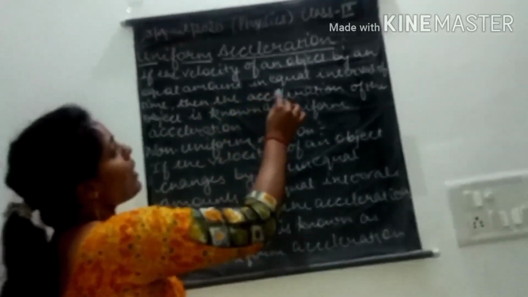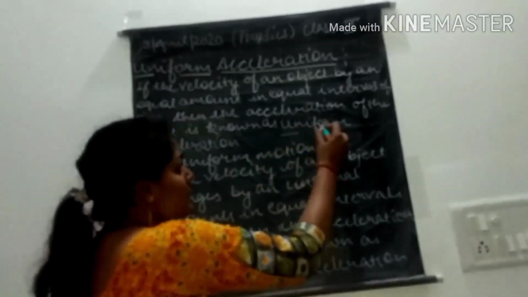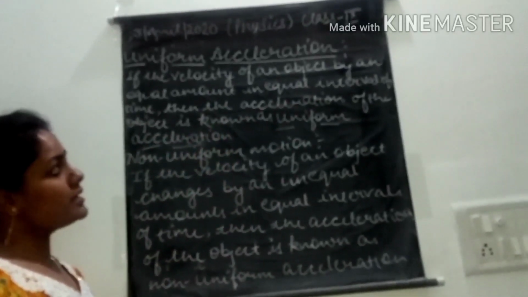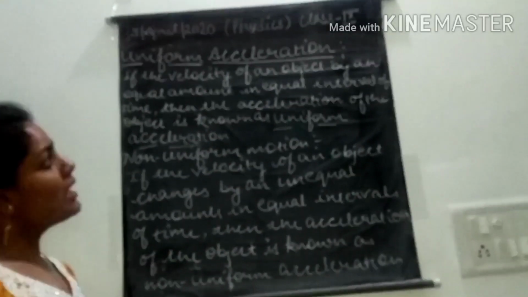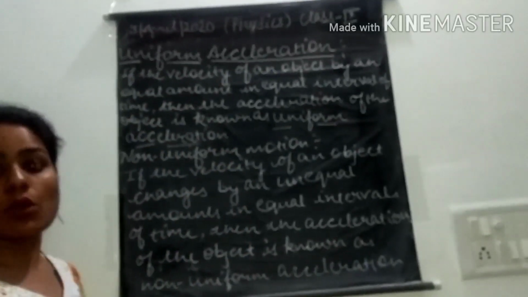Uniform acceleration. If the velocity of an object changes by an equal amount in equal intervals of time, the acceleration of the object is known as uniform. Uniform acceleration means continuously increasing the velocity with time. The increment in velocity happens according to time.